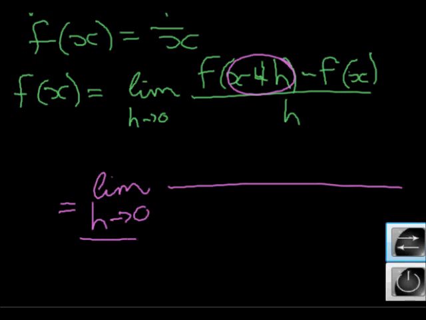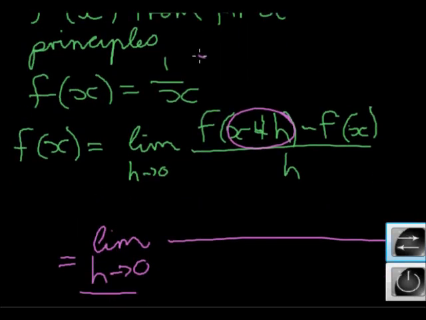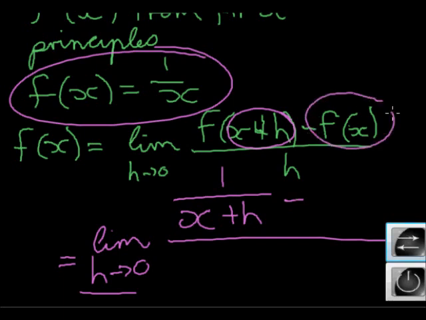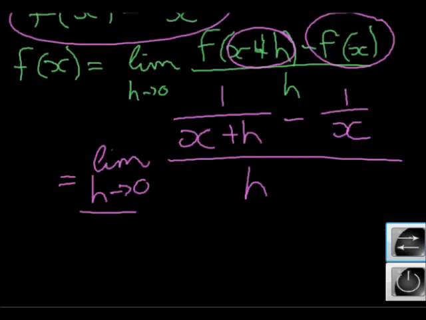Wherever I see an x in that function formula, I replace it with x plus h. So where's the x? In the denominator. So I'm going to replace x with x plus h. Minus. And then on this side, I just have f(x). So I'm just subtracting 1 over x, and everything is divided by h.